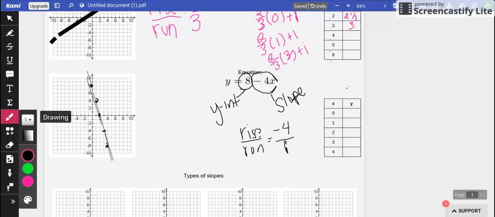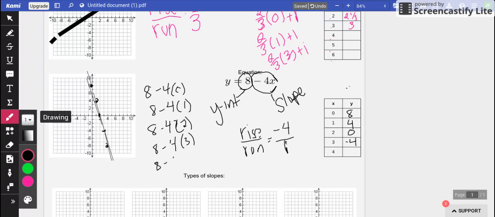So if I'm curious, I can always come back and fill in my table again by plugging in the points. So I'm going to do this over here where I have some space. 8 minus 4 times 0. 4 times 0 is 0, and then I have an 8. I can do the same thing. 8 minus 4 times 1, I get 4. 8 minus 4 times 2, and I get 0. 8 minus 4 times 3 gives me negative 4, and 8 minus 4 times 4 gives me negative 8. And so I can see those points reflected on my graph.